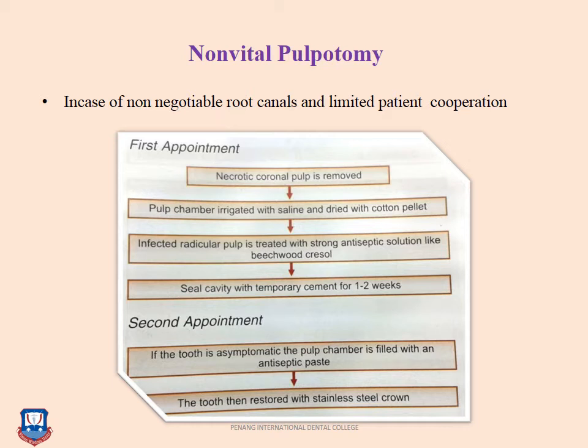So in the first appointment, what you do, necrotic coronal pulp is removed and the pulp chamber is irrigated with saline and dried with a cotton pellet. Then a medicament that is applied is the beechwood cresol. You have to seal the cavity for 1 to 2 weeks. Then in the second appointment, if the tooth is asymptomatic, the pulp chamber is filled with an antiseptic paste and the tooth is then restored with a stainless steel crown.